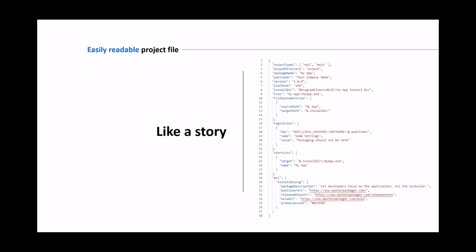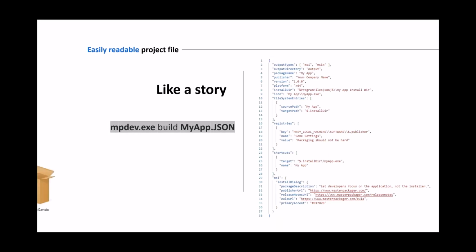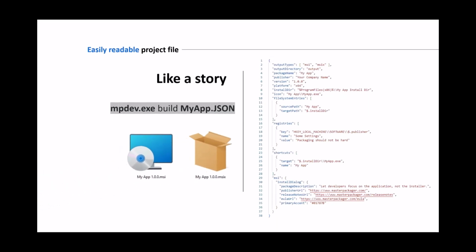When you have a project file, the next thing you do is simply run this command line, mpdev.exe with a build switch and the path to your project file. And as a result, you get MSI and MSIX packages. It's really straightforward.